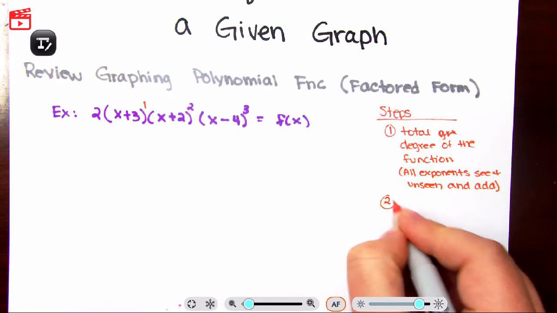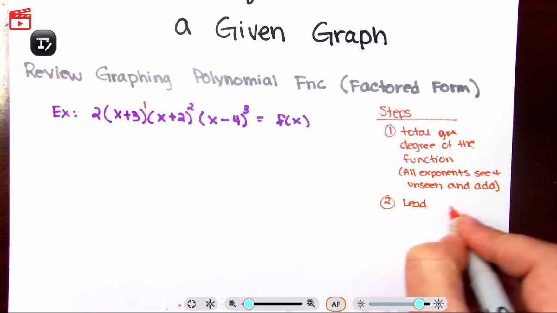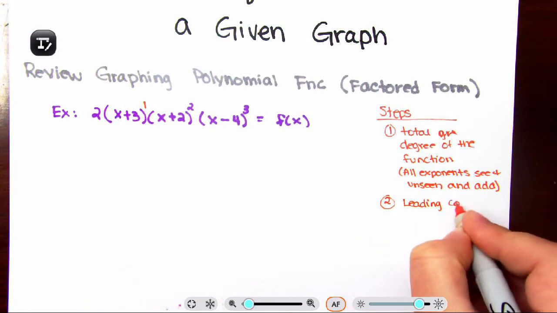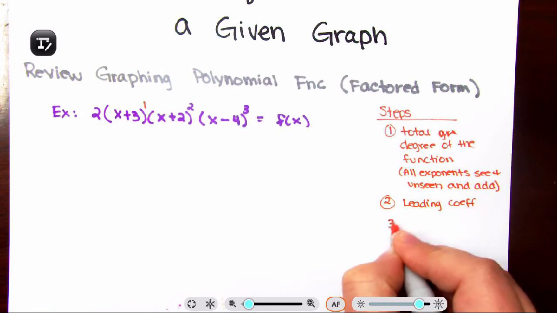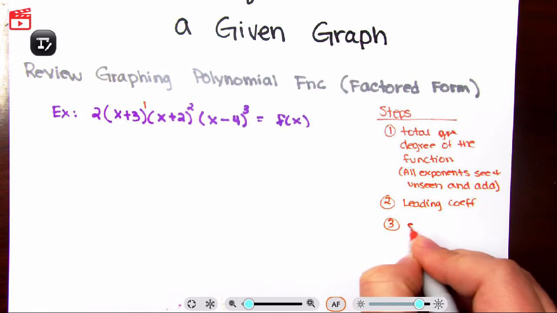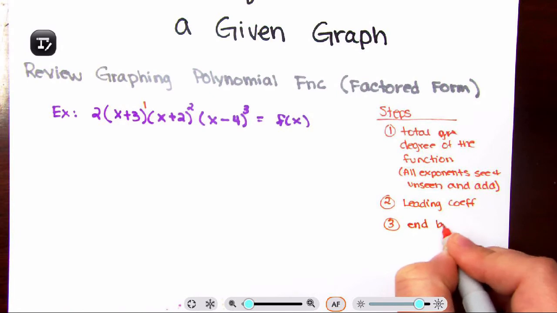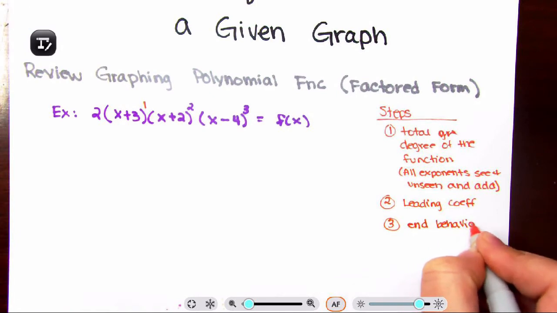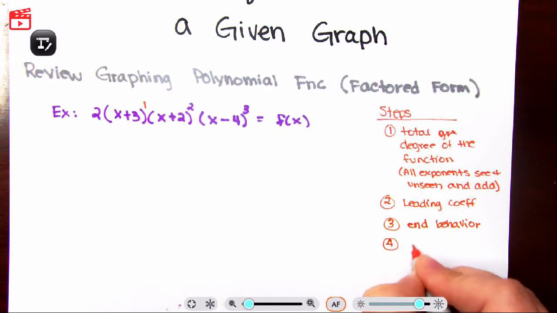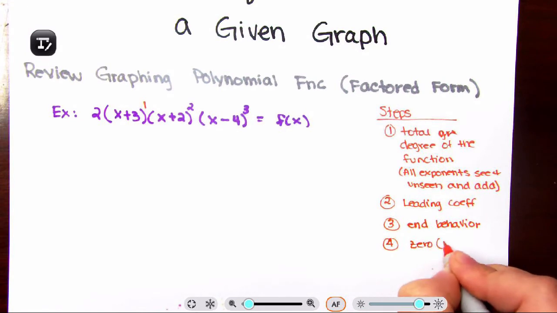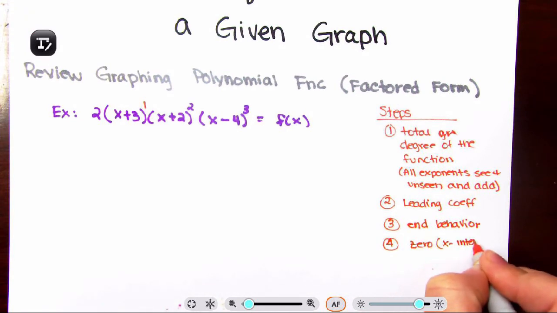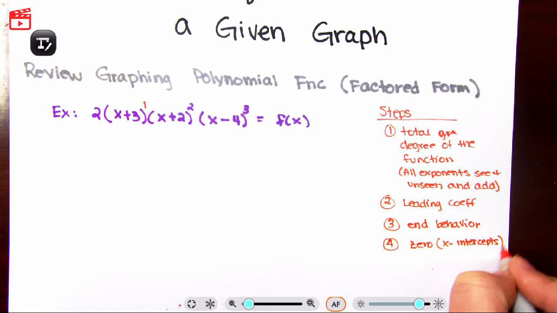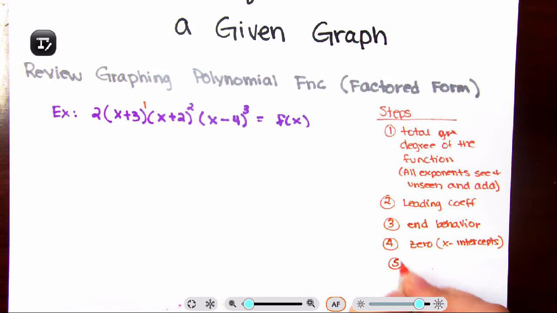Step number 2, you're going to identify the leading coefficient, or the number out in front. Step number 3, you're going to identify the end behavior of your function. Step number 4, you're going to identify your zeros or your x-intercepts. And step number 5, we're going to find the behavior at each zero.